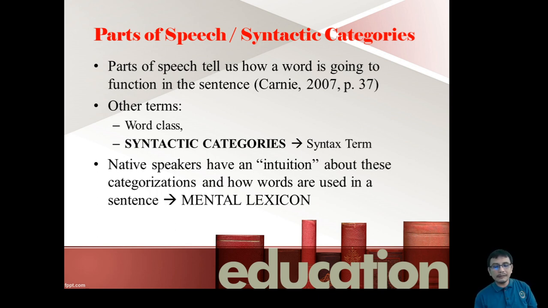And then we know that native speakers have a kind of intuition about this categorization and how words are used. When we say intuition, it doesn't mean that they can really tell the categories, because it is a kind of subconscious knowledge. So if you don't learn linguistics, you may not know that a certain word belongs to noun, pronoun, adjective, and so on. But they have this intuition, this feeling, this impression, even though they cannot really talk about it in linguistic terms. This phenomenon is called mental lexicon.